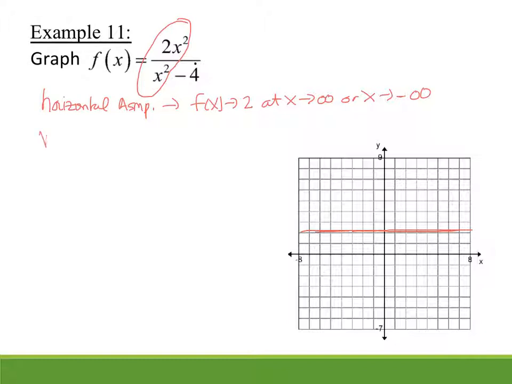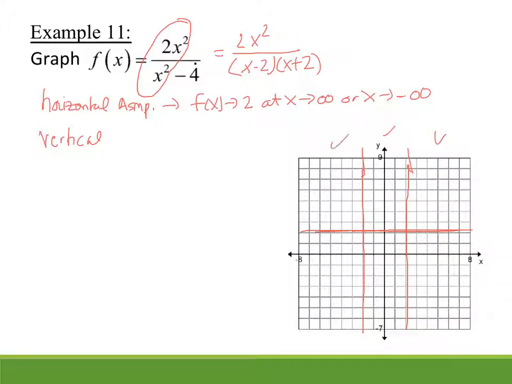Now, we want the vertical. Now here, we notice that this is 2x squared divided by x minus 2, x plus 2. So we have the vertical at here and here. So again, we have 3 pieces of our graph.